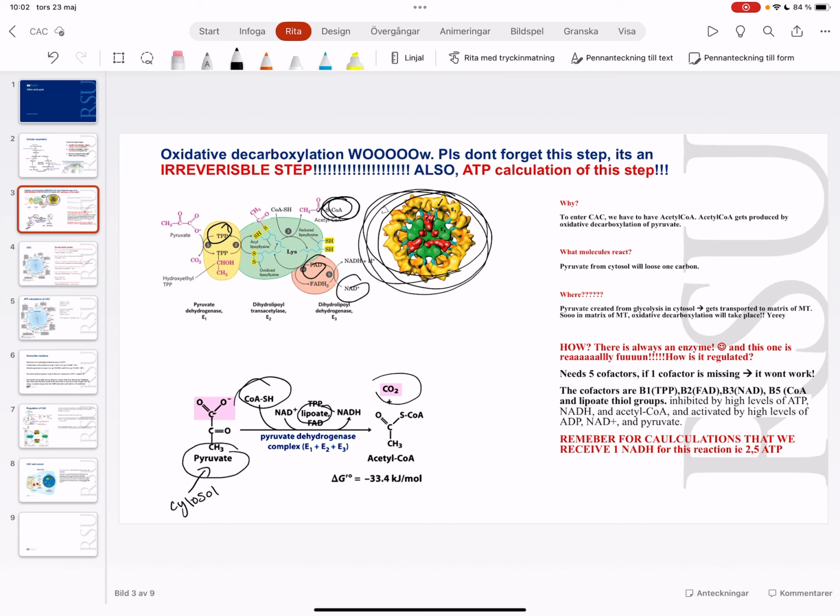Also, this enzyme is regulated. It is inhibited by high levels of ATP, NADH, and acetyl coenzyme A, but it will be activated by high levels of ADP, NAD+, and pyruvate. Remember for calculations that we receive 1 NADH for this reaction, so we will get 2.5 ATP from this reaction. If we get a question in the colloquium where we have to calculate all of the energy from glycolysis until the electron transport chain, then do not forget about oxidative decarboxylation, because here we will receive 2.5 ATP.